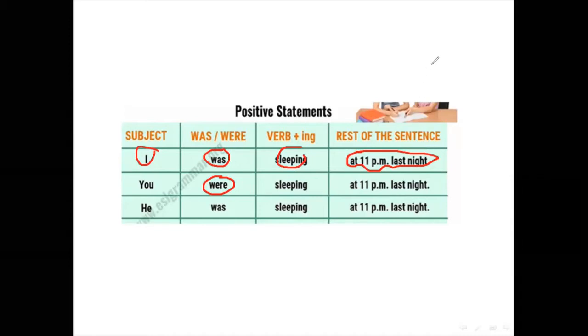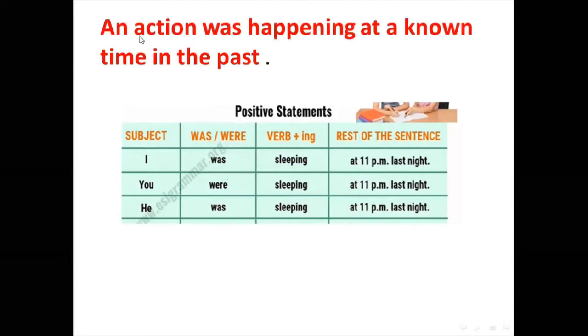Now here, what is the use for these sentences? The use here: an action was happening. Pay attention that the action was happening at a specific time in the past. When you say the action was happening, you have to imagine that the action was moving in that exact specific time in the past.